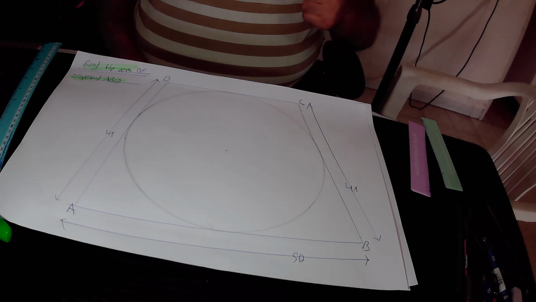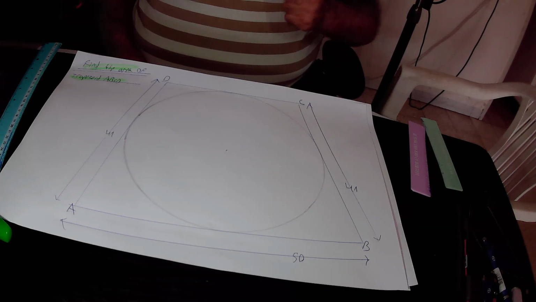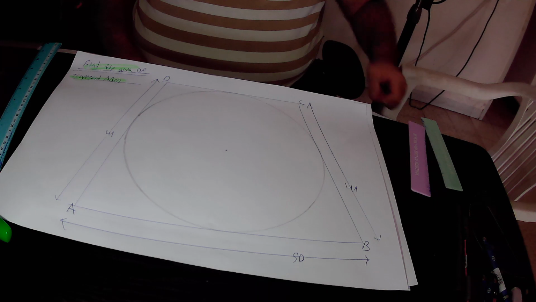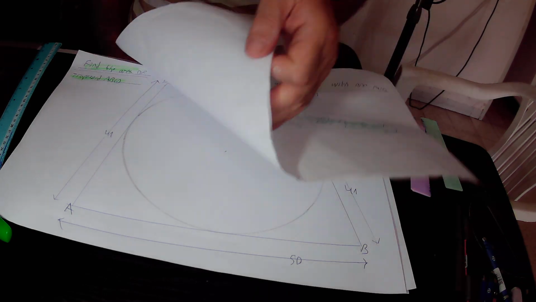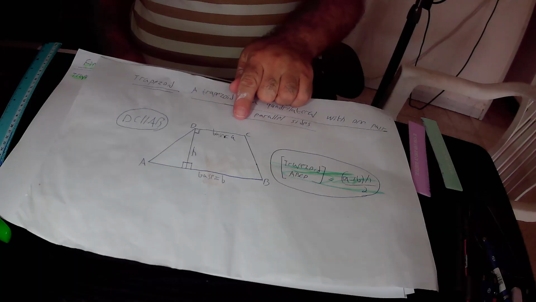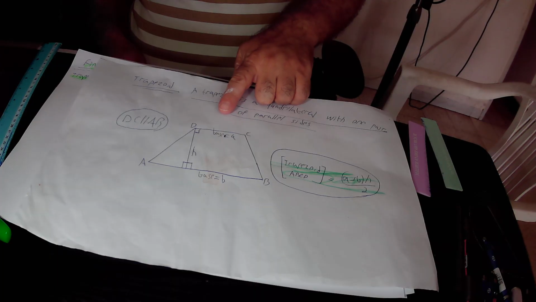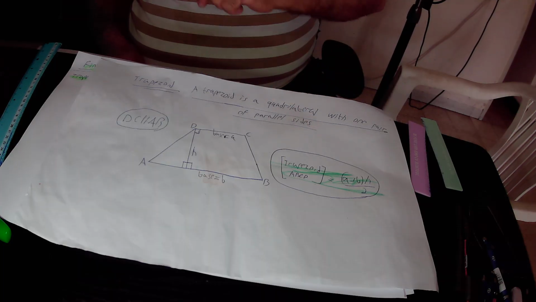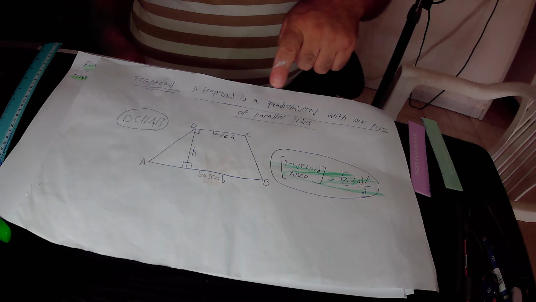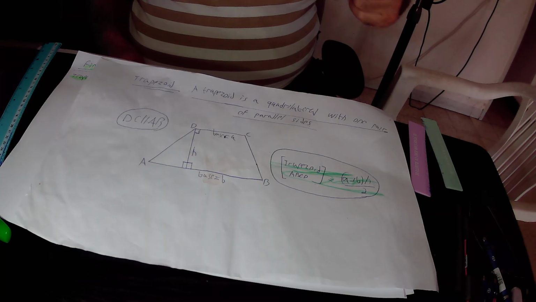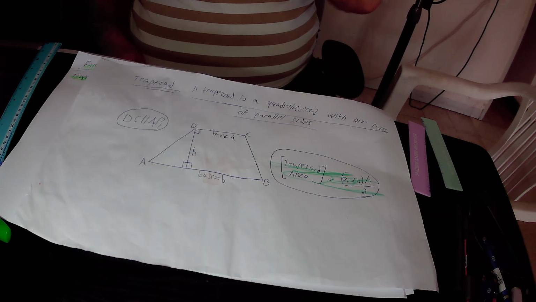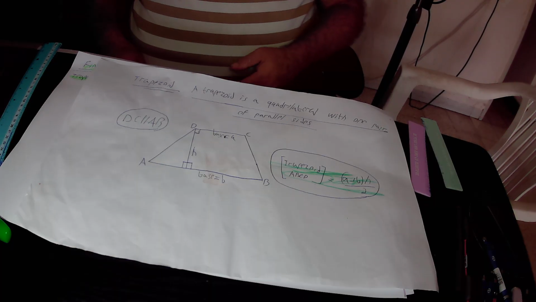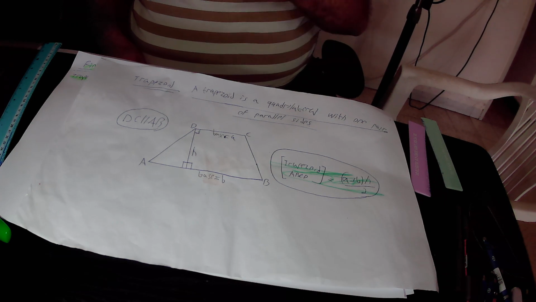So first of all, what is a trapezoid? A trapezoid is a quadrilateral with one pair of parallel sides. This is trapezoid ABCD. In trapezoid ABCD we have two parallel sides, DC is parallel to AB. The two parallel sides DC and AB are defined as the bases of this trapezoid ABCD.